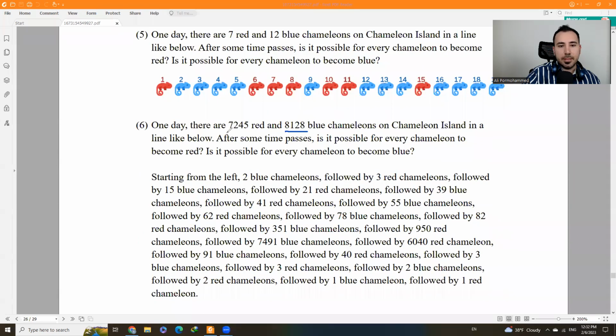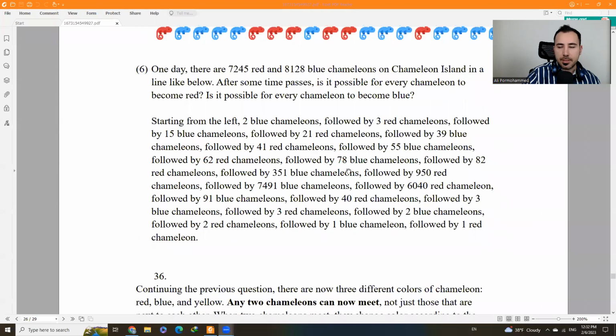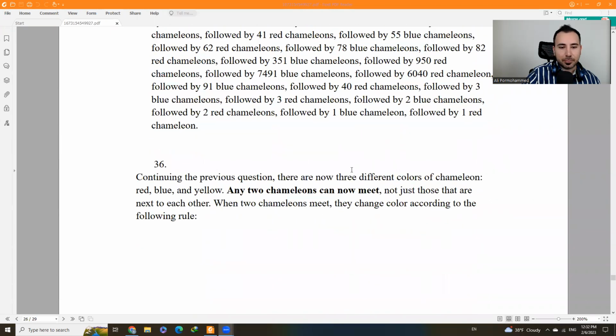So this one, question 6, you know it better. This is even, this is an odd number. Can all of them be red? Yes. Why? Because all the blues can be red. So can everything be blue? Well, we need all the reds to become blue, but this is an odd number, so impossible. So can all of them be blue? No. Okay, so that's it. Easy peasy, right?